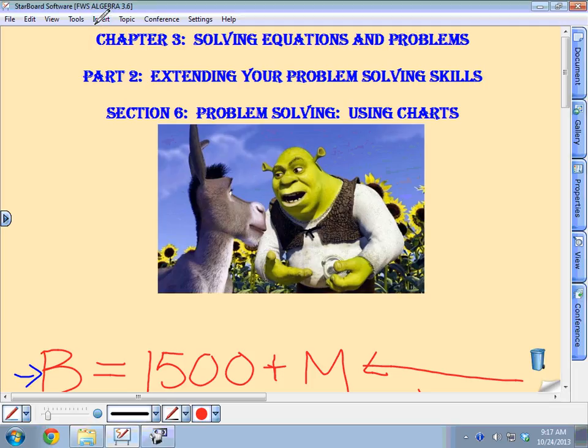Okay. So today we're still in the same chapter. We're going to start section 6, problem solving using charts. We're going to use the skills that we've had to build some charts, and then the charts will help us to solve some equations. And so that's what we're going to do today.